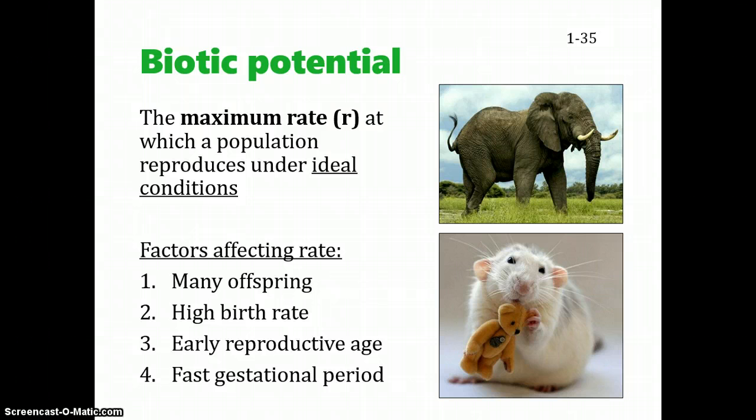Now, just because you have a higher R value doesn't mean you're necessarily better. Elephants can live to about 80 years, while mice typically only live 1 year. So sure, they have a much higher R value, but they don't live as long.